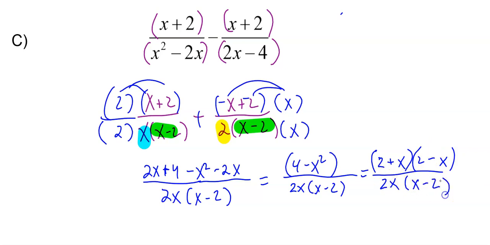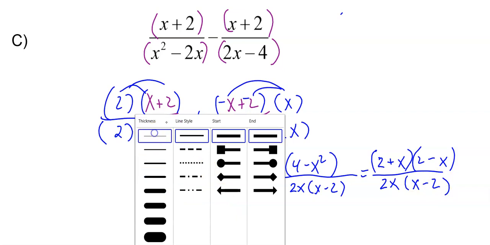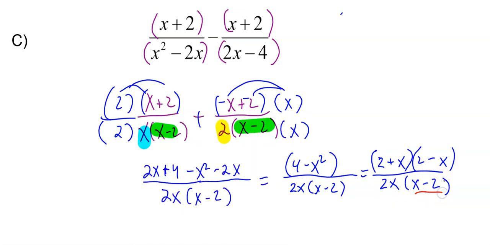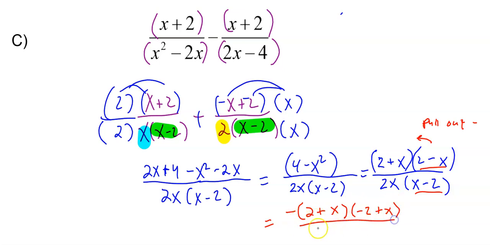Now you can see this is so close to being what we want. Like I have an x minus 2 and I have a 2 minus x. If I factor out a negative there, I'm going to put a negative in front of the numerator. So this is going to be 2 plus x. Instead it's going to be negative 2 plus x when I pull out the negative, over 2x times x minus 2.